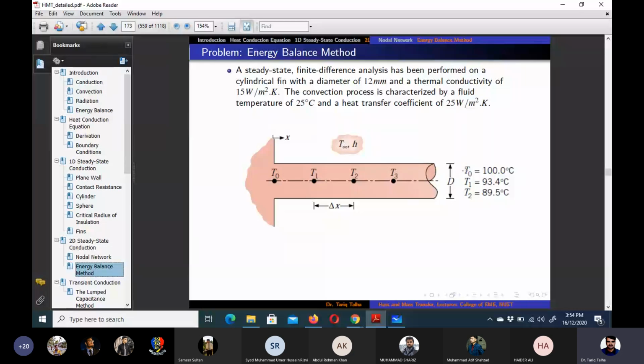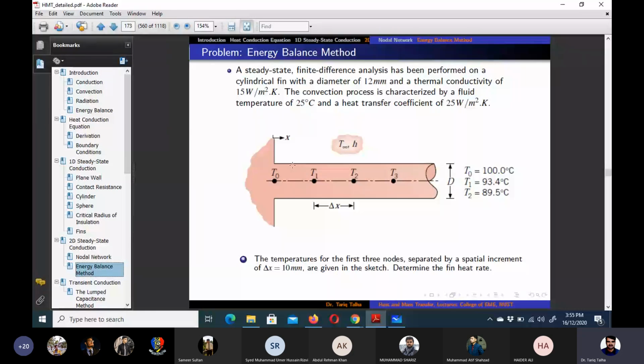Now if you look here, they have given you the temperatures T naught, T1, T2. T3 is unknown. So in part 1, the temperatures for the first three nodes are given. Now we need to determine the fin heat transfer. One way of doing that is using the table which we discussed in chapter number 3. The second way is by using the finite difference equation or the energy balance method. So we are going to do that to calculate the heat transfer from the fin, which would be equal to QF.